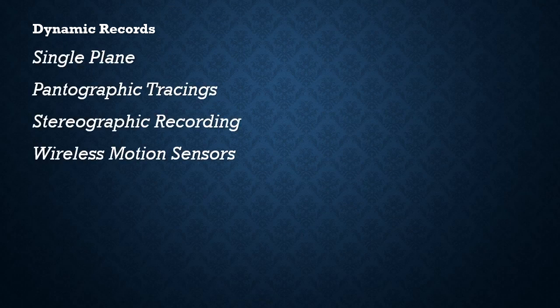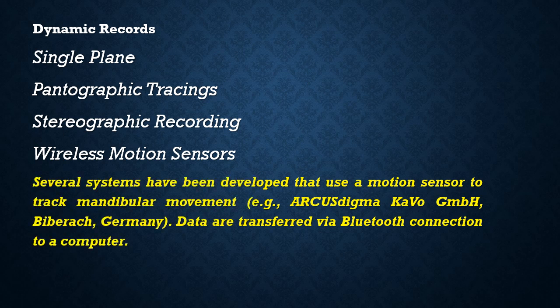Well, the dynamic record could be in a single plane, as in horizontal, or pantographic tracing in 3 planes, or stereographic recording, or what is called wireless motion sensors, using sensors on the patient's skin, and by Bluetooth it is connected to the computers. The data are transferred via Bluetooth connection to our computers. You need a good knowledge of how to use these sensors.